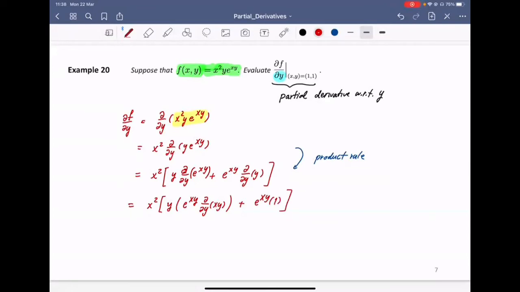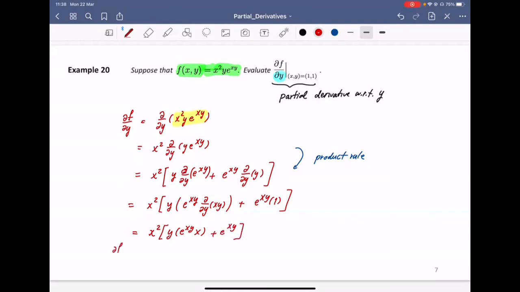All right. And then I have x squared times y e to the xy, differentiate y, you get x. Differentiate xy with respect to y, you get x, right? And then plus e to the xy. All right. So this is done for the first part.